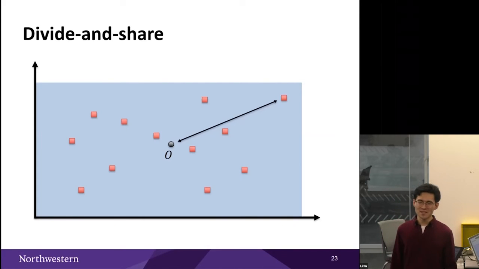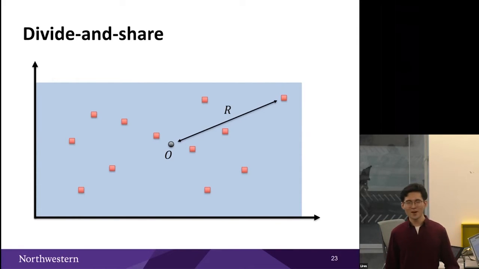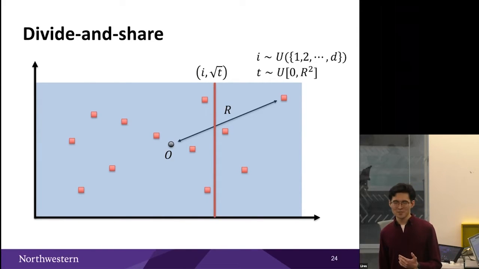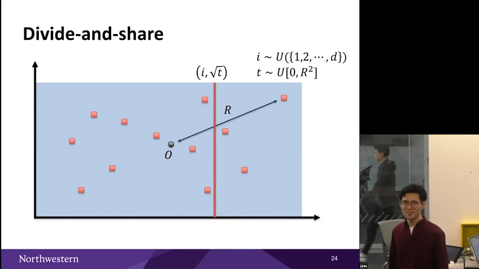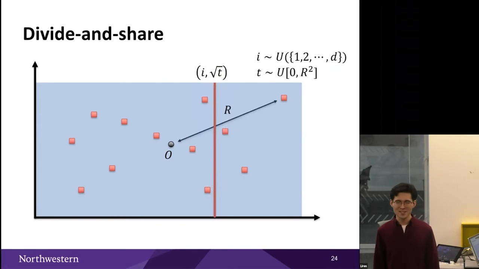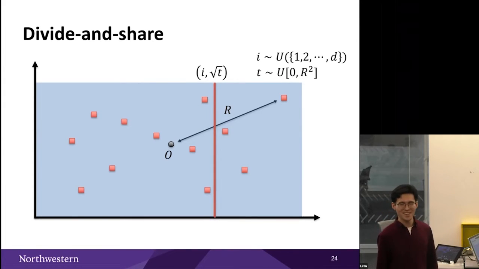So we find the center which is farthest from this origin point, and we define this distance as a radius r. Now I will choose a threshold cut randomly. At each round, we first uniformly sample one coordinate i from 1 to d dimensions, and then uniformly at random pick a threshold t between 0 and r square. Then we pick the threshold cut at coordinate i with threshold square root of t.